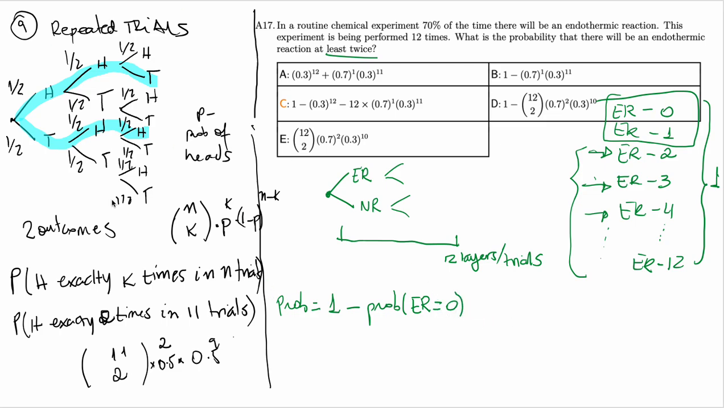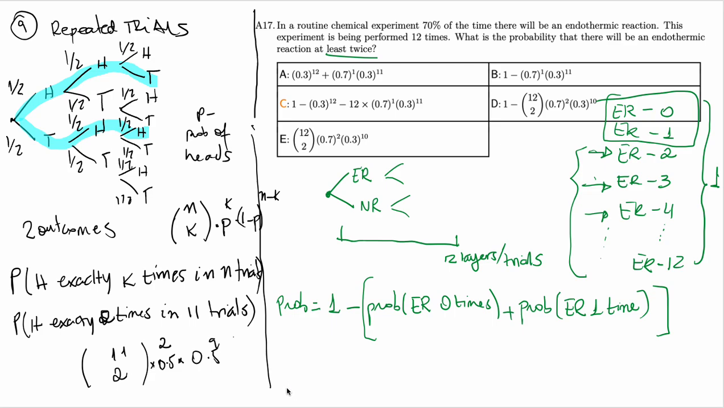Not put equal here. I'm having problems with the nomenclature today. So this is ER 0 times, right? And the probability of ER happening 1 time. Exactly 0 time, exactly 1 time. Do you agree?